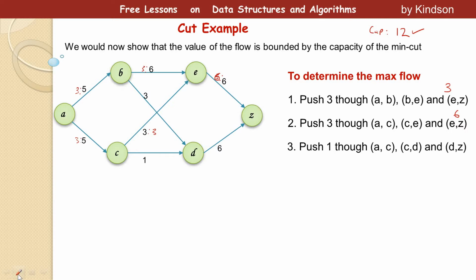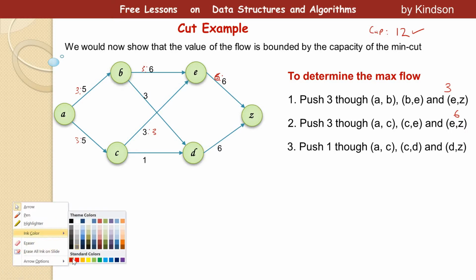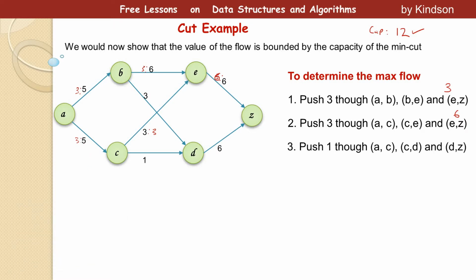Let me take my pen. So we are saying we need to put what? 1 through this place. So if we push 1 through this place, we have here 4. We have 1, which is CD, and DZ. So here we have 1. So at this point, the value of our flow is what? 3 plus 4, 7, 6 plus 1, 7. So 7. I think we are still far from 12.